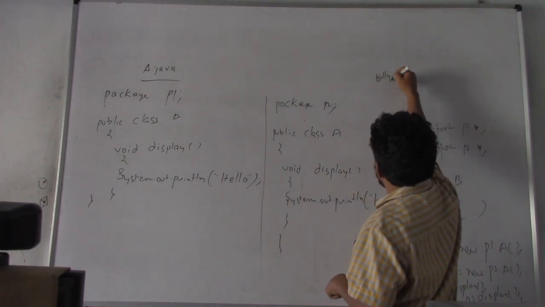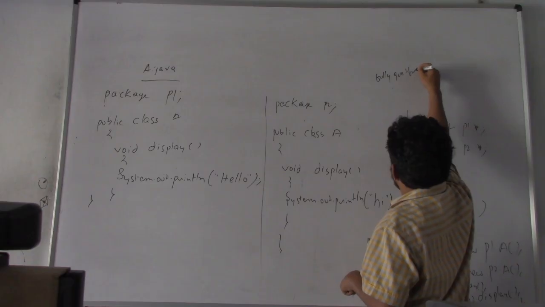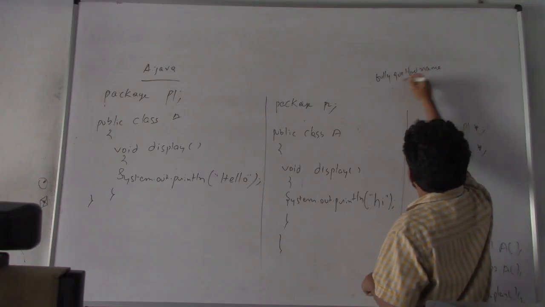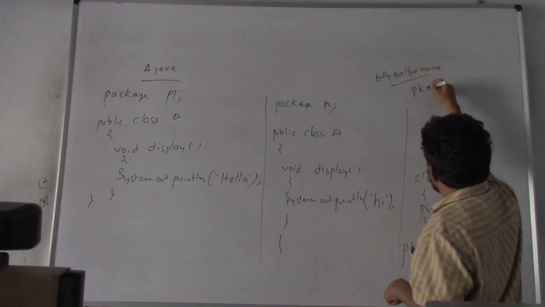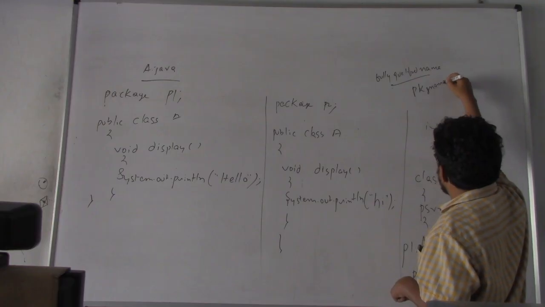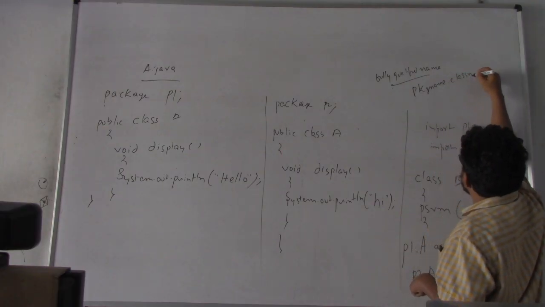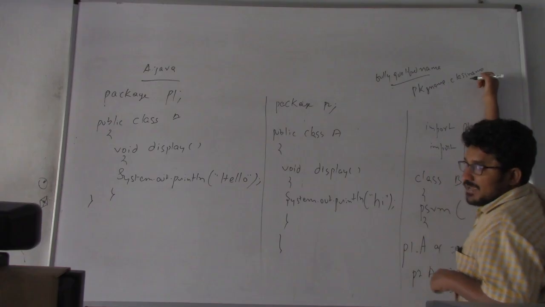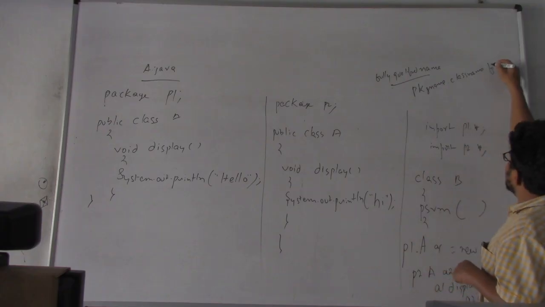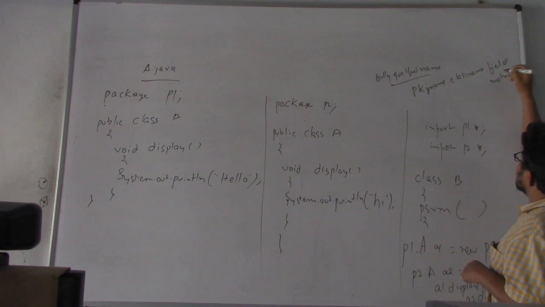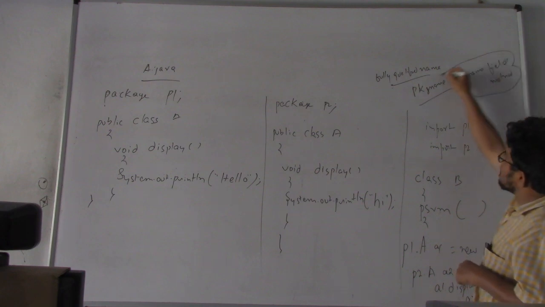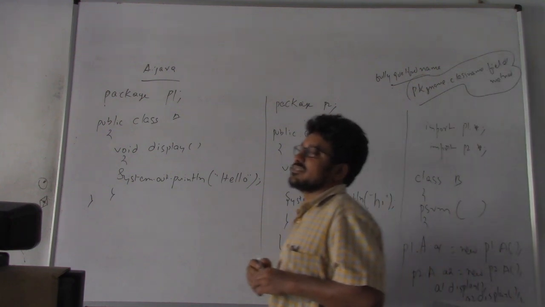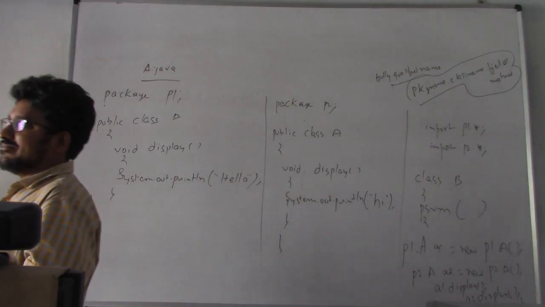What does this say? Fully qualified name means package name dot class name dot field. Whether it is a field or a method, we can use it. This is the fully qualified name. This is the syntax. Which of the following is a correct syntax for fully qualified name?